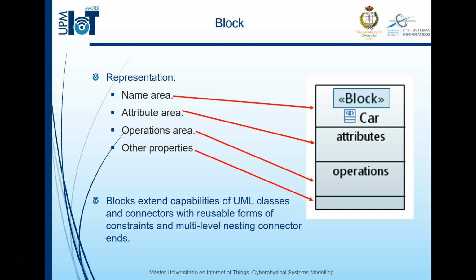Later, we are going to explain what should be here, and some operations, and of course, some other compartments presenting the other kind of properties, the other kind of features we have. If you remember, when we talk about the structure, we said we have parts, references, we also have ports, and we have value types. So we have different compartments to represent all these elements. Blocks extend capabilities of UML classes. Why? Because in UML, you only have two compartments, attributes and operations. Here we need more compartments to represent the different kinds of features we have.